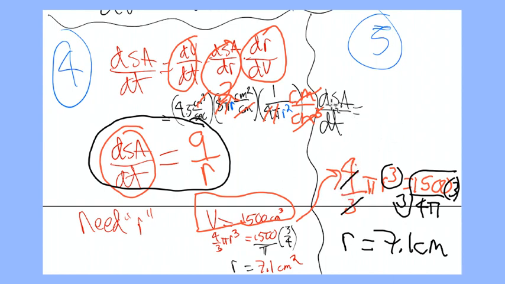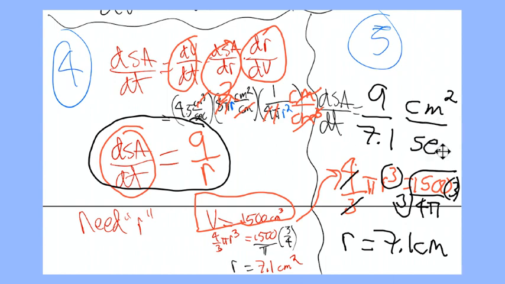Okay, so dSA over dt is 9 over r. Well, that's 9 divided by 7.1, and that's going to be centimeters squared per second, and that's the rate of change. And I haven't calculated that out. You would just calculate that out to one decimal place. That's as far as we've got in terms of significant digits.